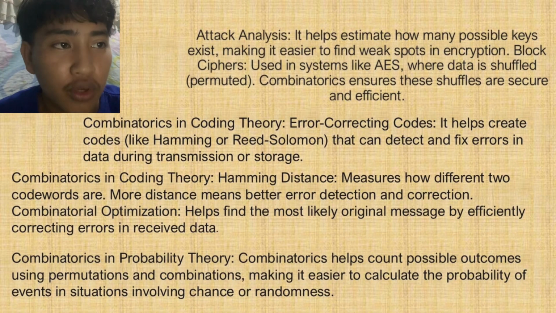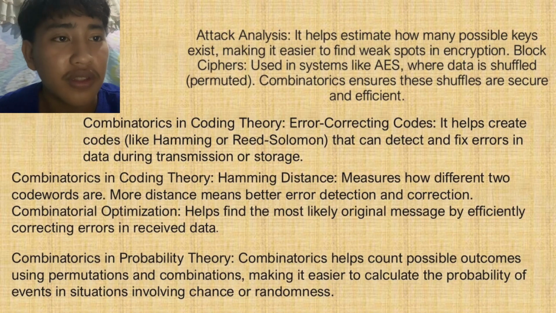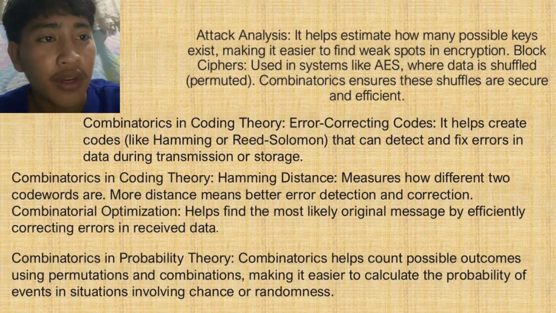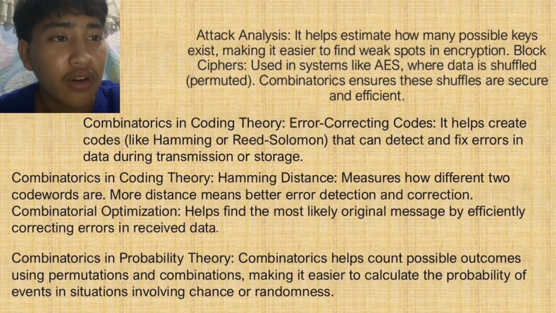Block ciphers are used in systems like AES, where data is shuffled or permuted. Combinatorics ensures their shuffles are secure and efficient.